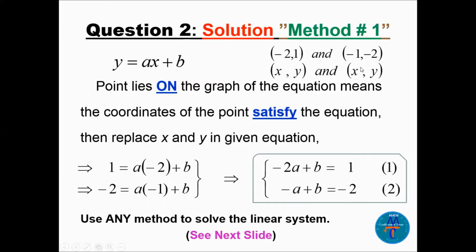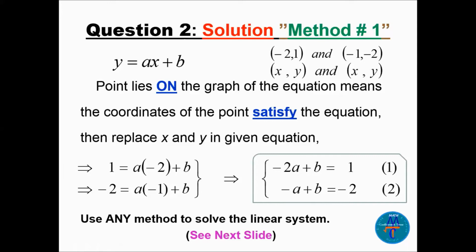Take another point here, minus 1, minus 2 given, so I replace minus 2 in the y, and minus 1 in the x. You can see that's so easy. Simplify this equation: minus a plus b equals minus 2. So what is this now? This is a linear system in 2 variables, a and b, and we can find a and b by solving this linear system by any method we like.